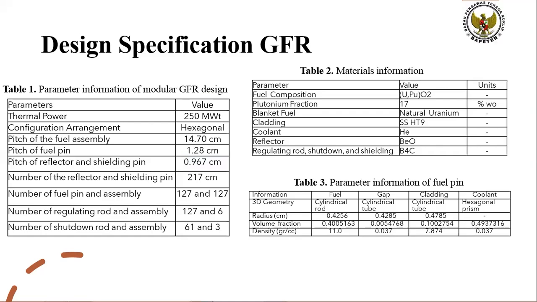Table 2 shows the material information used in this analysis. The material composition in inner core used mixed oxide fuel, blanket core used natural uranium, cladding used stainless steel HT9, coolant material is helium gas, reflector material is BeO, then shielding region used B4C. Table 3 provides the parameter information of fuel rod in modular gas fast reactor design.